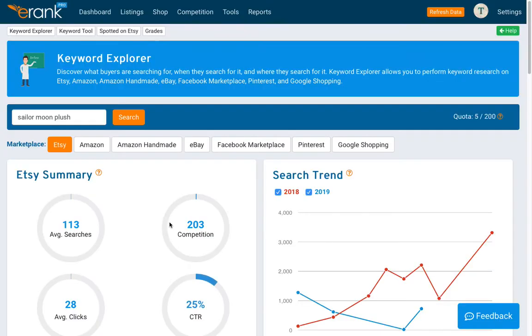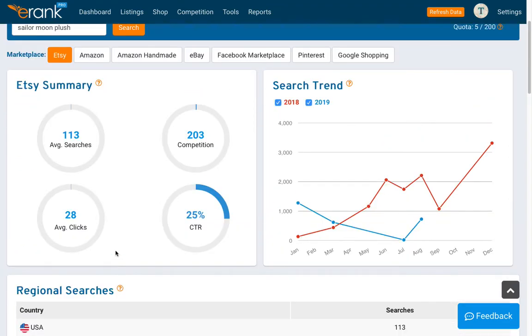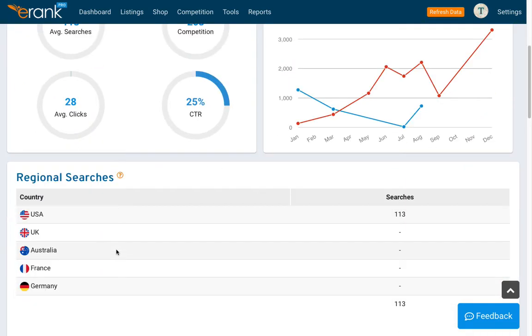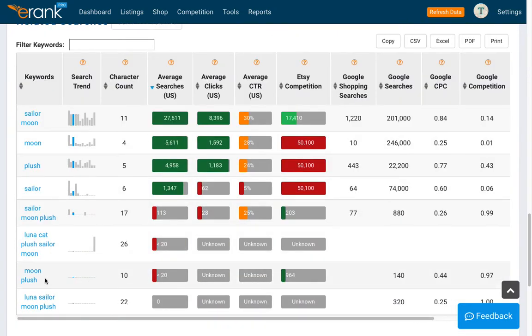Sailor Moon plush. Not a lot of searches. Yeah, I don't want to niche myself out of existence. So, it's not a lot of people looking for Sailor Moon plush. But that's okay, because that very accurately describes what I'm selling. Right? The competition's low. That's good. It's got a 25% click-through rate. Not horrible.